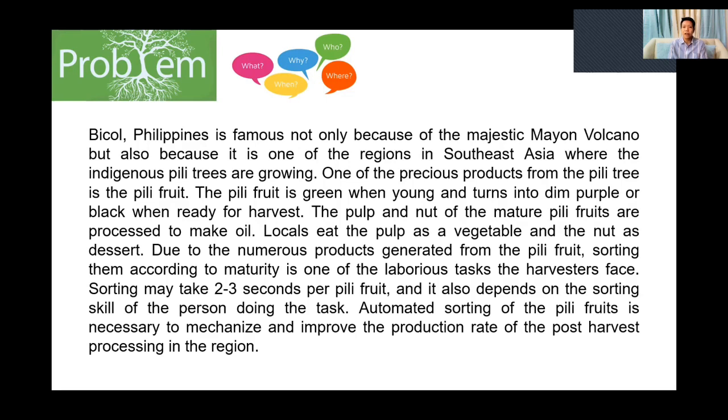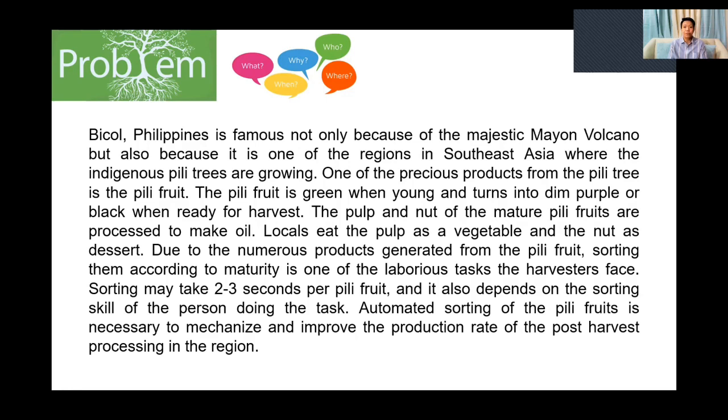The pulp and the nut of the mature pili fruit are processed to make oil. Locals eat the pulp as vegetables and the nut as dessert. Due to the numerous products generated from the pili fruit, sorting them according to maturity is one of the laborious tasks the harvesters face. Sorting may take 2 to 3 seconds per pili fruit, and it also depends on the sorting skill of the person doing the task.